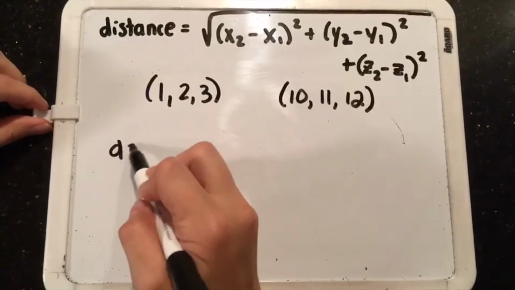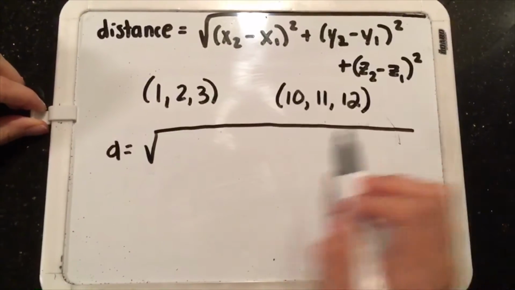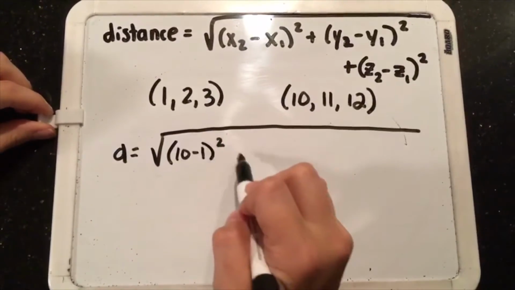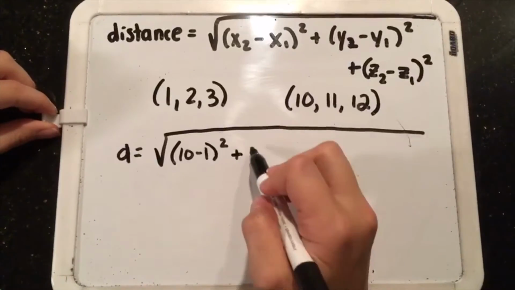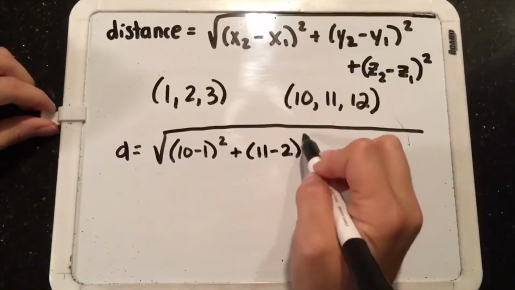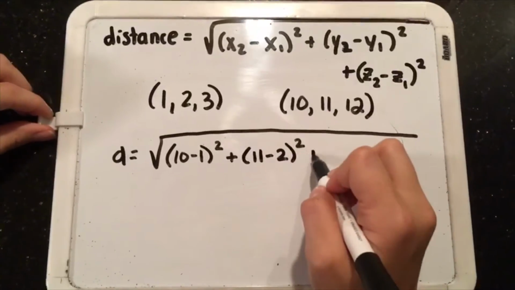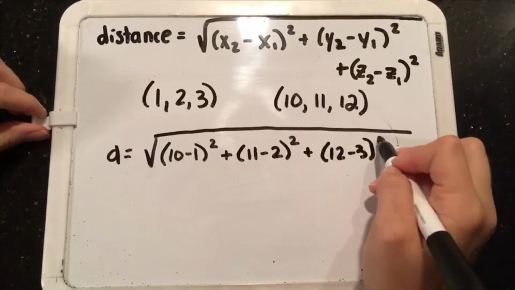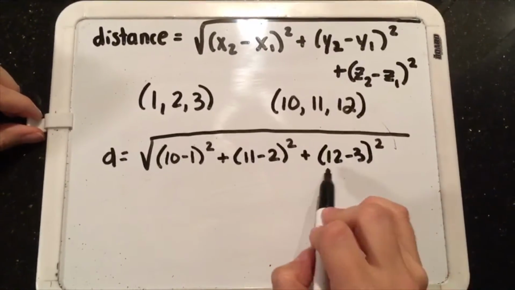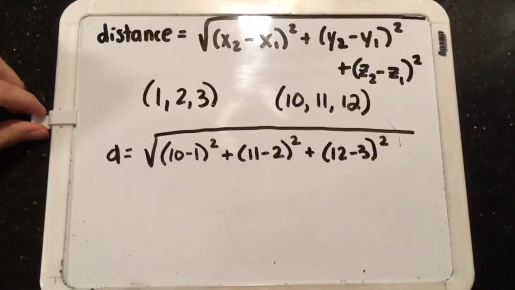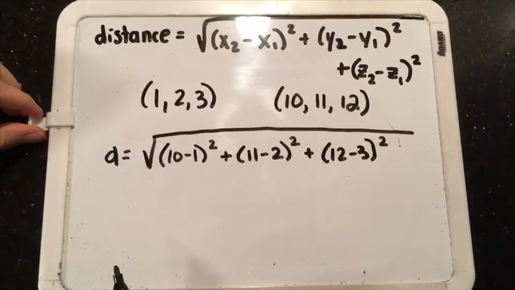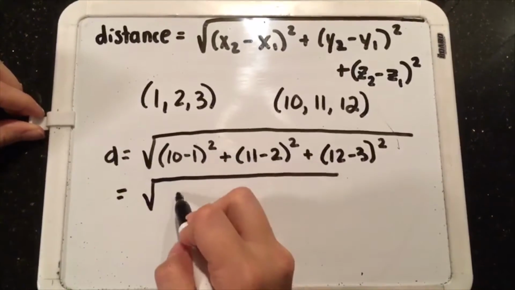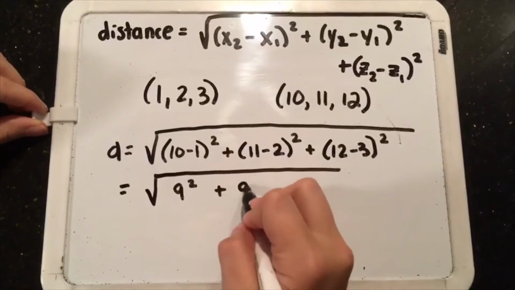The distance equals the square root of the difference of the x's, 10 minus 1 squared, plus the difference of the y's, 11 minus 2 squared, plus the difference of the z's, 12 minus 3 squared. So we just threw the difference of the z's underneath the square root to incorporate them for 3 dimensions. This is going to equal the square root of, and if we reduce it, all of these terms are 9 squared.